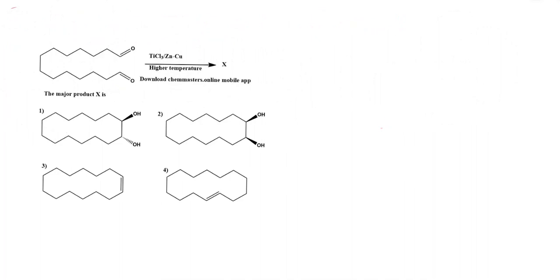We have two aldehyde functional groups on the reactant, and here we have titanium trichloride, which is acting as a catalyst. When you observe titanium trichloride and zinc-copper, if you know some well-known reactions, we can simply say that the reaction takes place through a radical mechanism. Here, the reaction condition specifically mentioned is higher temperature, which may give a different product.